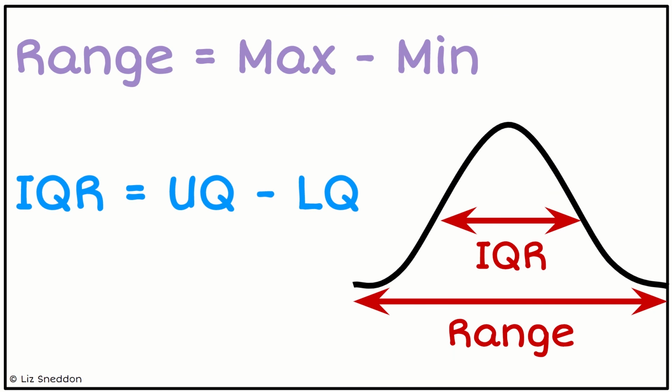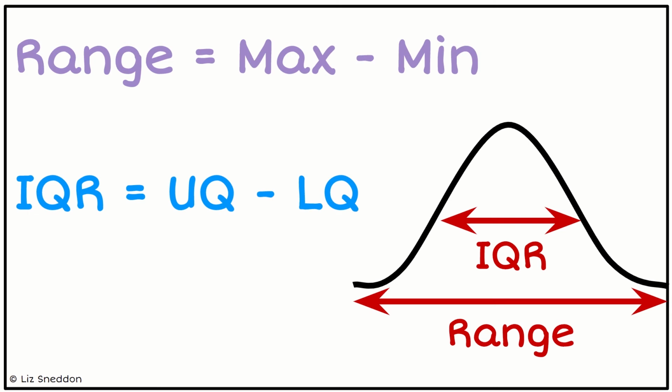So we want to look at two measures, a range and an interquartile range. The range is looking at how spread out the whole data set is, from the biggest to the smallest. So to calculate it, we do our maximum value minus our minimum.